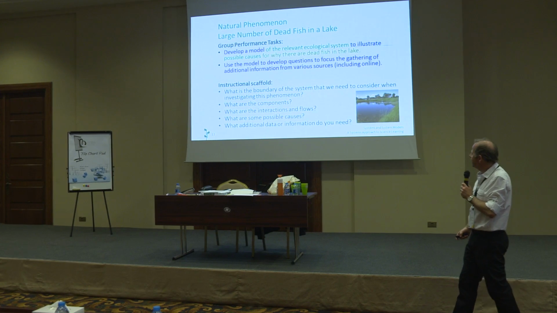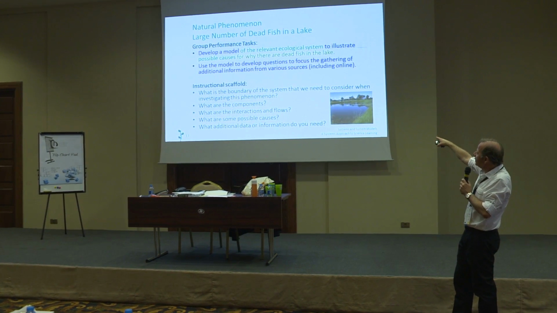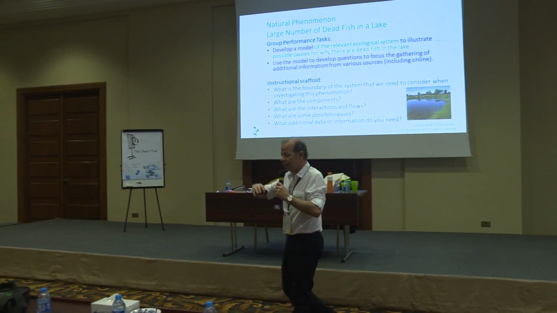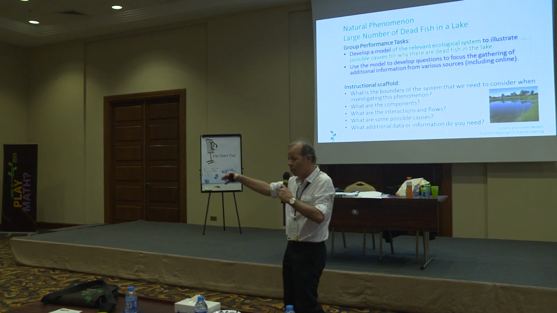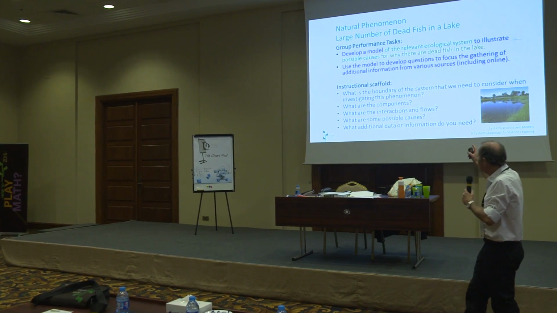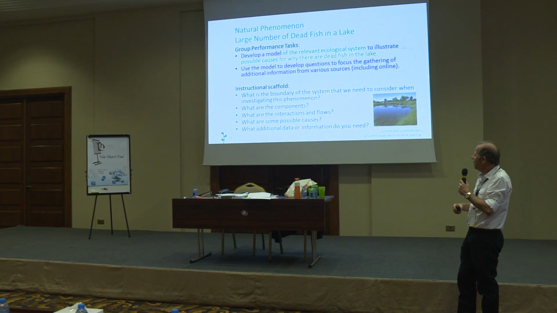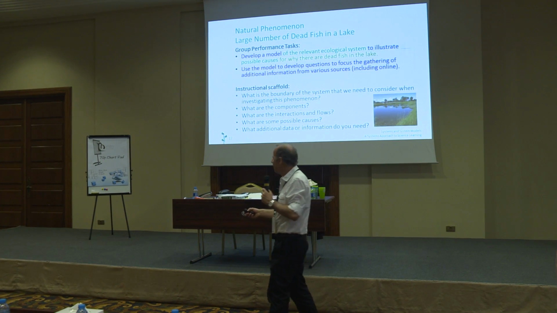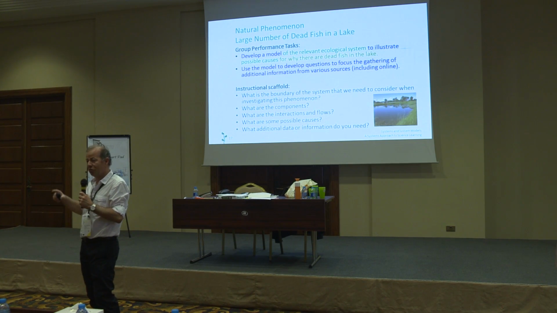And to help you with this, the same task, but you need to think about what's the boundary of the system we need to consider. You have a lake, is that the boundary, or do we need to go beyond the lake? Is that important to consider? What are the components? What are the interactions between these components? What are some possible causes that these fish are dead in the lake? And what additional data or information do I need to figure this out? So talk with each other.